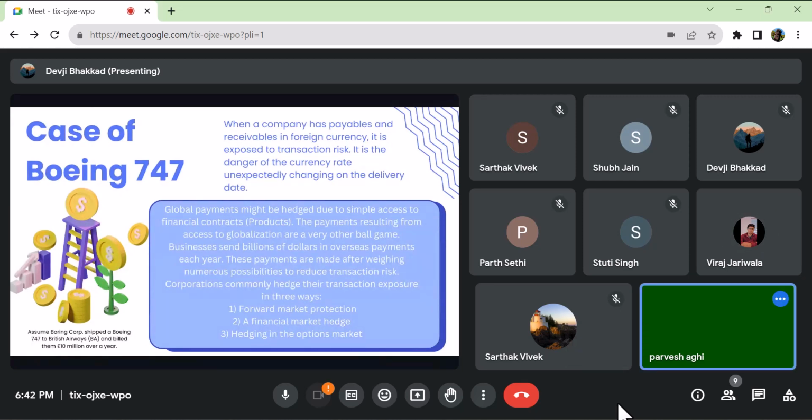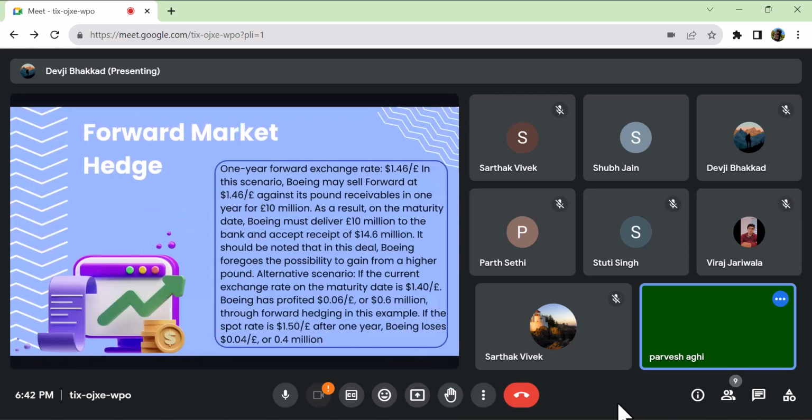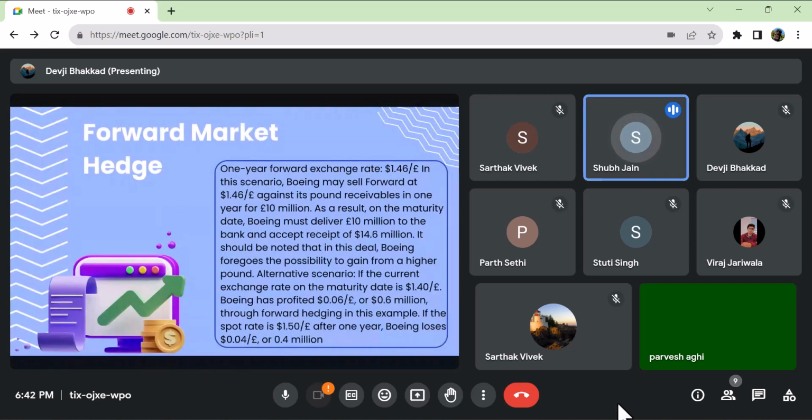Now this is my part. Talking about this, Boeing is using a one-year forward market hedge to manage its foreign exchange risk on pound receivables. The forward contract is established at a rate of $1.46 per euro. So here's a breakdown of two potential scenarios that can happen.